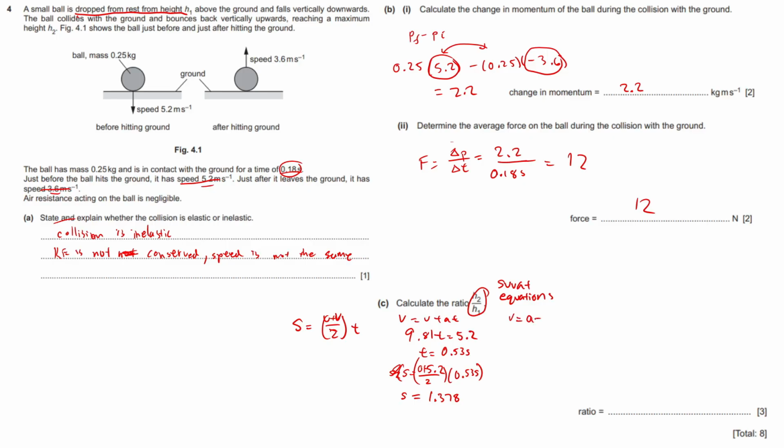V is going to be equal to U plus AT. Our final velocity is going to be equal to 0, but our initial velocity is going to be equal to 3.6 minus 9.81 multiplied by T. In this case, T is going to be equal to 0.36697.